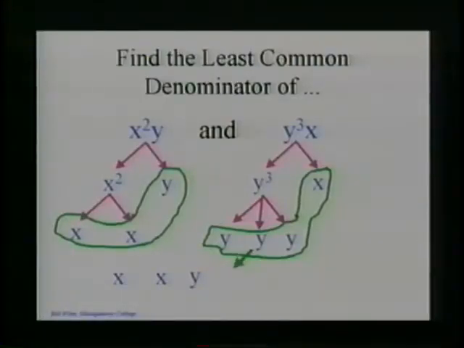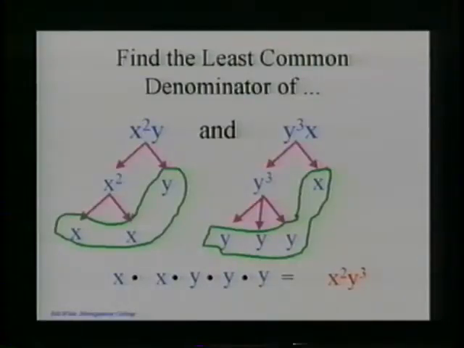What about this guy? Well, I already have 1, but I don't have 2, so I'm going to add 1. And this guy, I'm going to add another one, because I have to have 3 y's. I have to have everything covered. And this x is already covered. I have 1 x. So basically, I have everything from both sets. So that's my least common denominator, x squared y to the third.